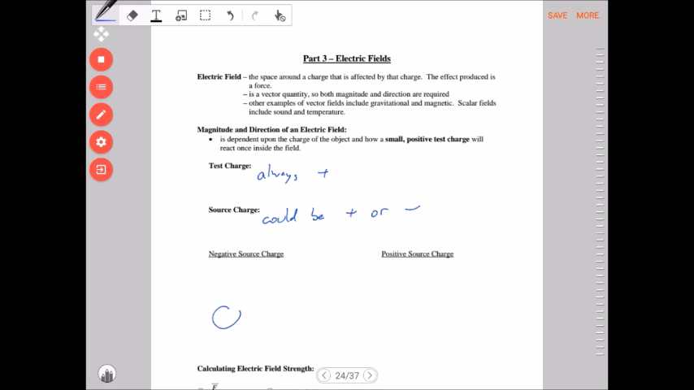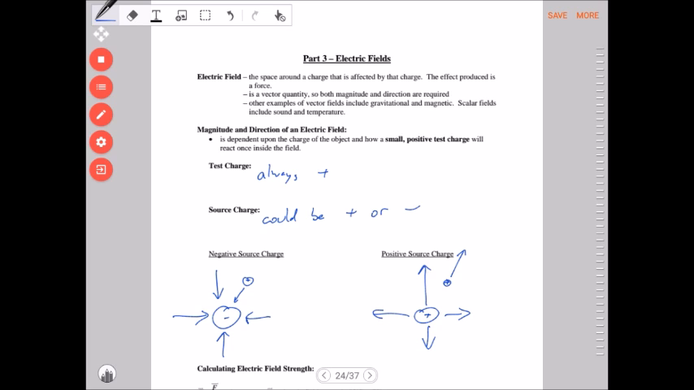So let's have a quick look. If I draw a negative charge and I drop a little positive guy right there, which direction is he going to go? A positive and a negative attract, so that positive charge is going to go inward. So around a negative source charge, we say the electric field goes inwards towards the negative charge. If we have a positive charge and drop another little positive test charge, which way is that test charge going to go? Well, it's going to repel. So we say that for a positive source charge, the electric field is going outward.